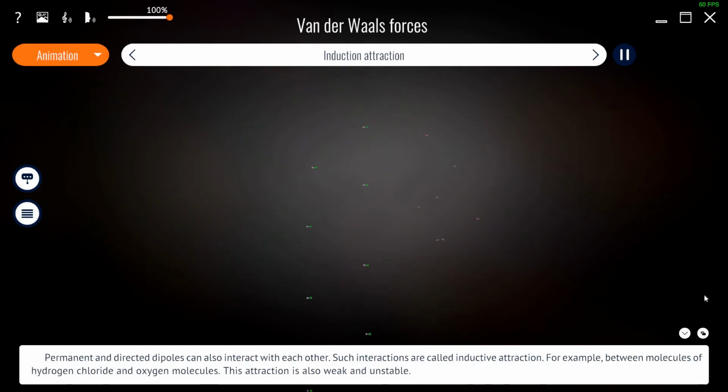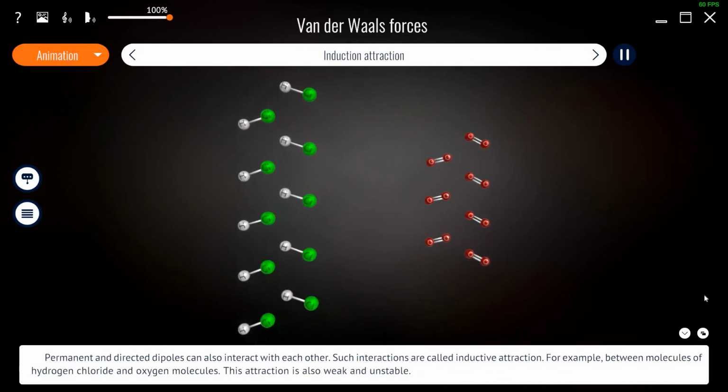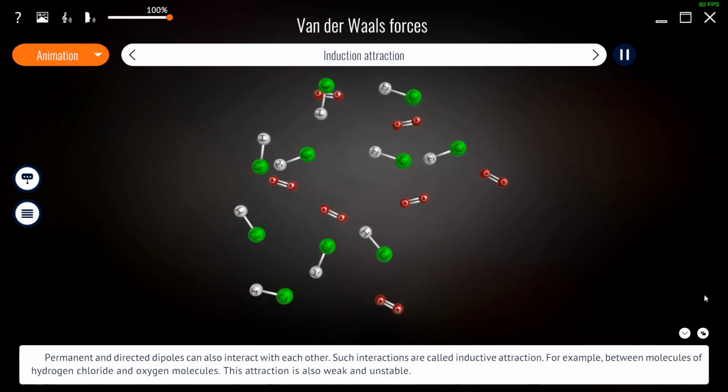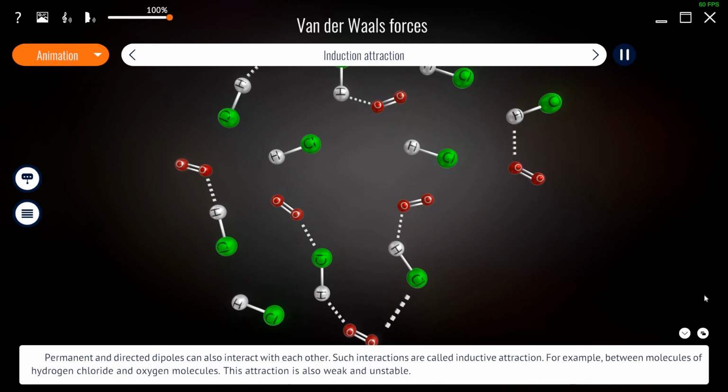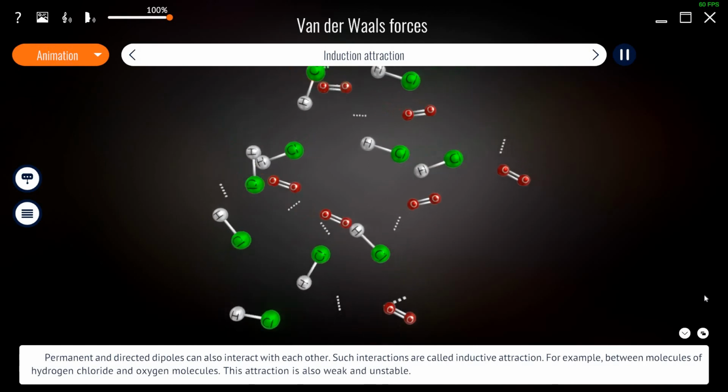Permanent and induced dipoles can also interact with each other. Such interactions are called inductive attraction. For example, between molecules of hydrogen chloride and oxygen molecules. This attraction is also weak and unstable.